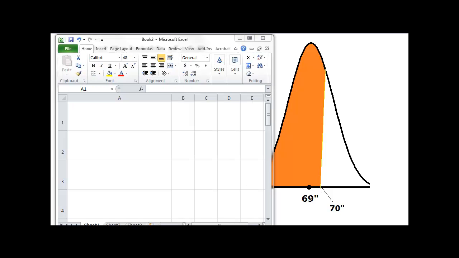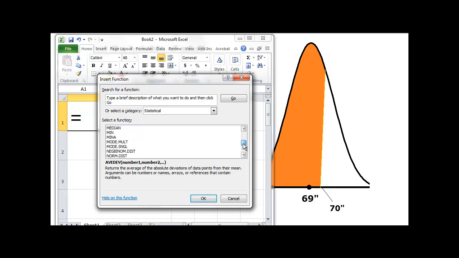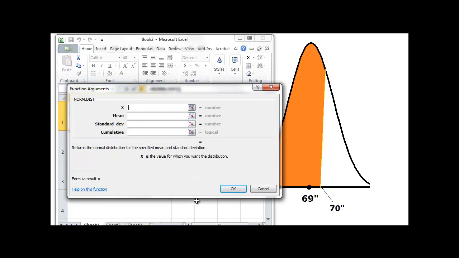We are using Excel again to work on this. Here I opened a file. I'll go to paste functions or insert functions, and I have statistical selected. If not, I could do that, and then I'll scroll down and go to normal distribution. When I bring up the dialog box, I have 70 for my value of x, and then the parameters were given to us: the mean is 69 and the standard deviation is 2.7. For cumulative we are typing true because we want the entire area up to 70 inches.